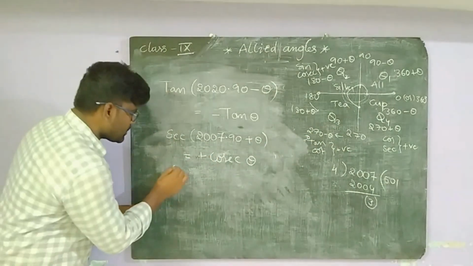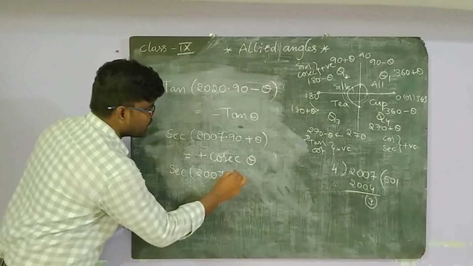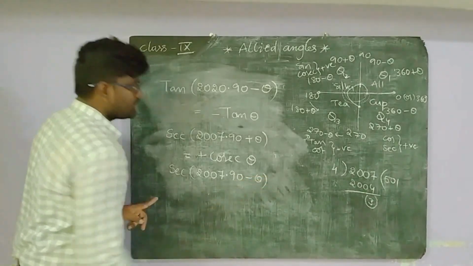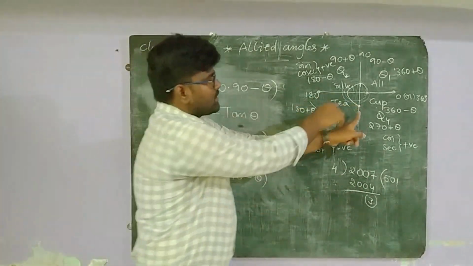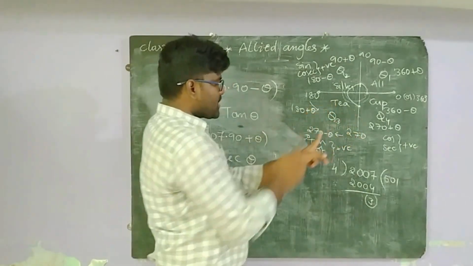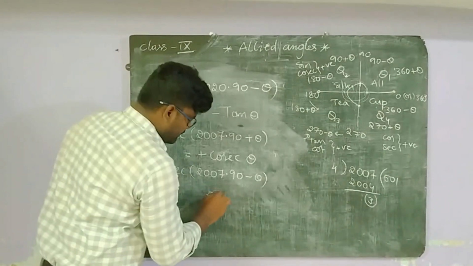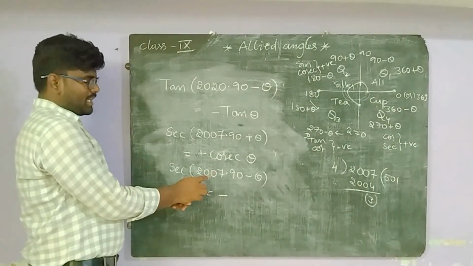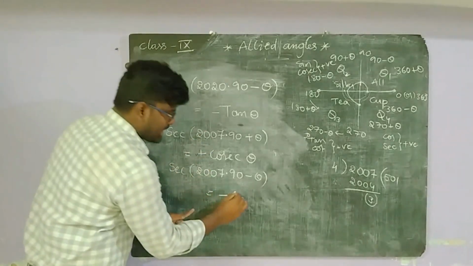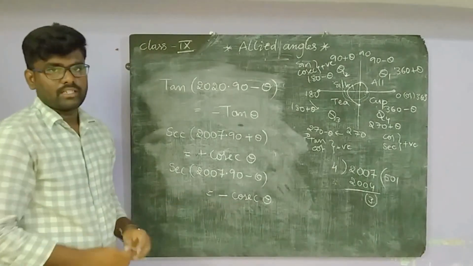For example, if the same question is given as secant 2007 into 90 minus theta, the same remainder 3 we are getting, and minus means the third quadrant. In the third quadrant, what are positive? Tan and cot are positive, so secant is negative. We are getting a negative answer. Even multiple of 90 or odd multiple of 90? Odd multiple of 90, the trigonometric function changes, so it becomes minus cosecant theta. Thank you.